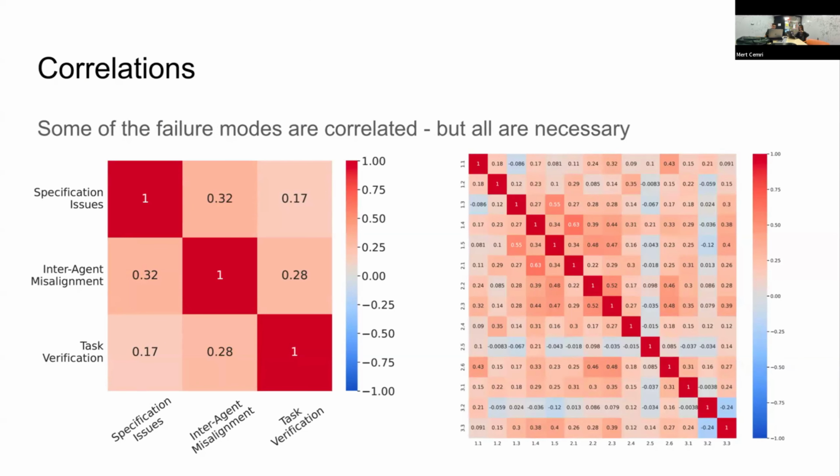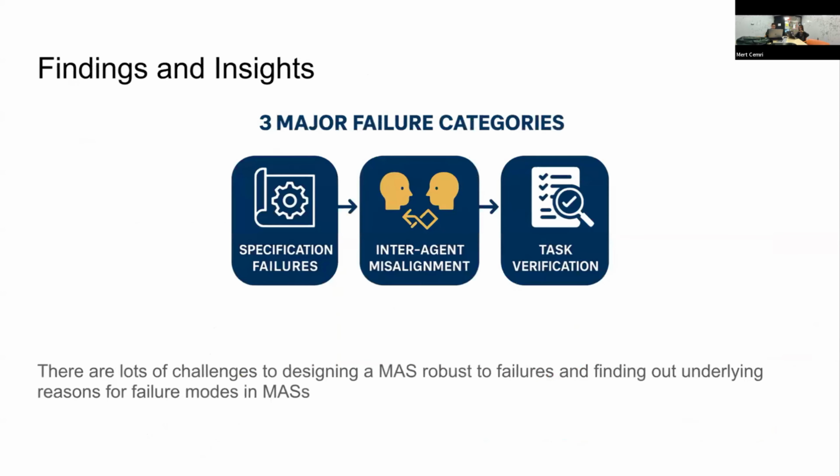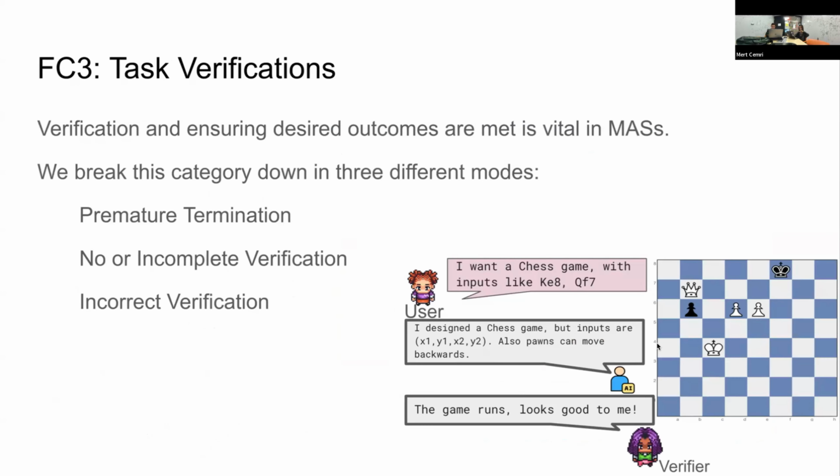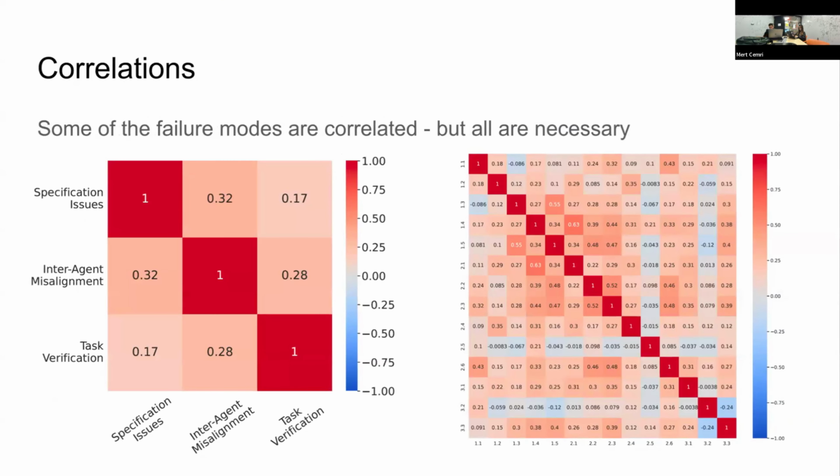For example, like here, the verifier being weak resulted in also disobeying task specifications, which was a failure mode we listed under the pre-execution stage of specification issues. And indeed, when we look at the heat map analyzing the correlation of different failure modes and failure categories, there exist patterns.